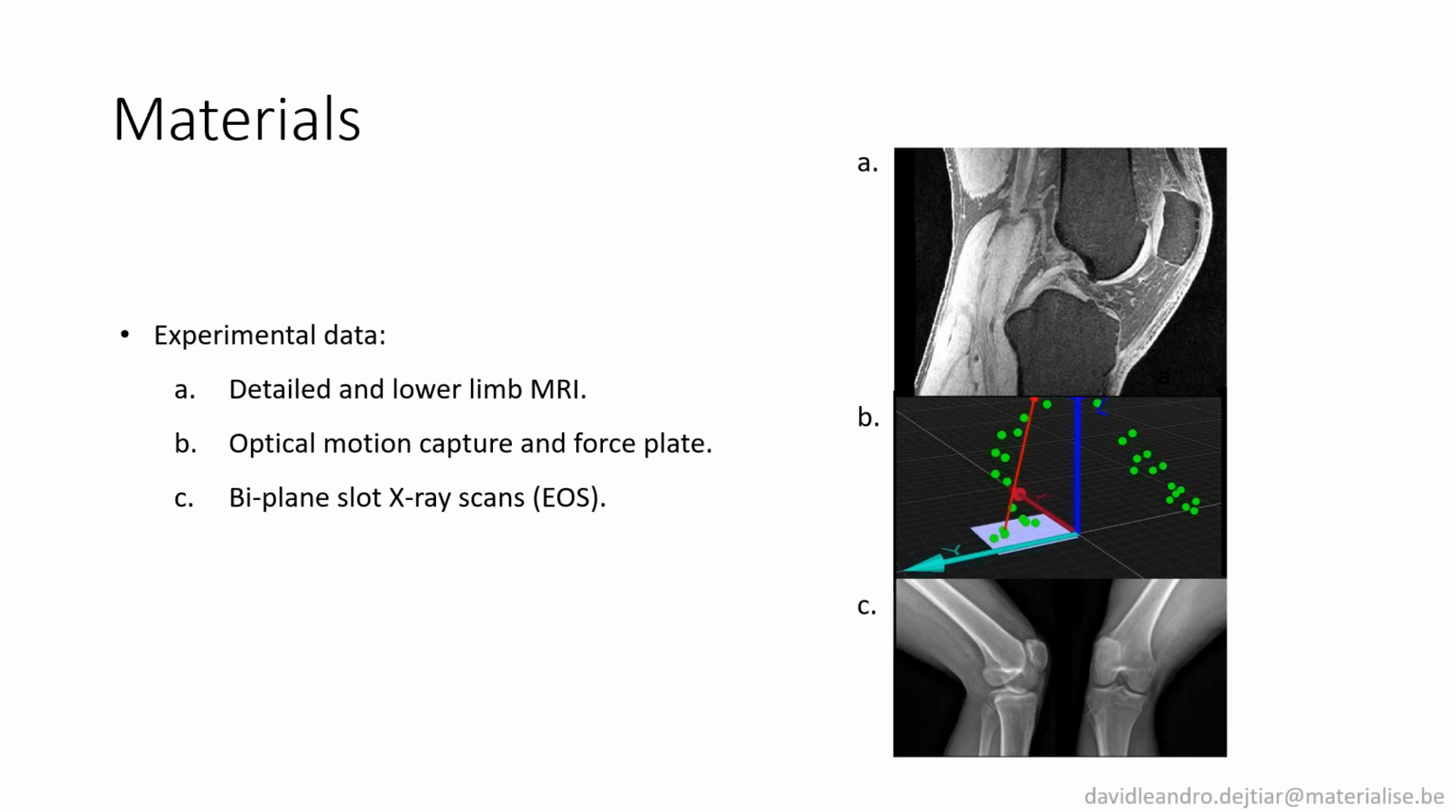Jumping into the materials, what we required to perform this study were magnetic resonance images from the lower limb, plus detailed images of the knee following the osteoarthritis initiative protocol. We also recorded our subjects performing lunges with optical motion capture and a force platform under the front foot. And with the purpose to evaluate the models, we also took biplanar X-ray images of the subjects performing lunges in a different experimental session with the EOS system.